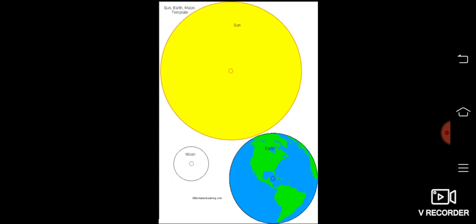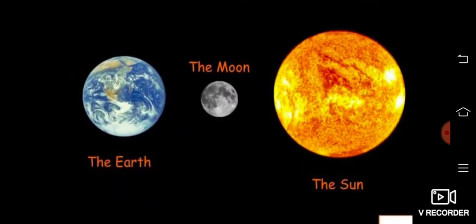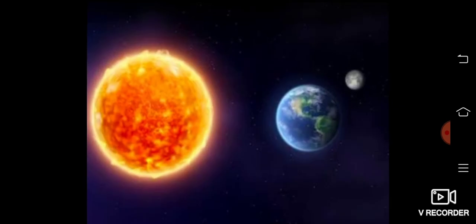And one more thing you must know. Look at this picture. How the earth looks, how the sun and the moon look. The sun is very big and then the earth and then the moon. Look at this. You will be able to know the sun is a little far away and the moon is a little closer to us, closer to our earth. That is why it seems so big.